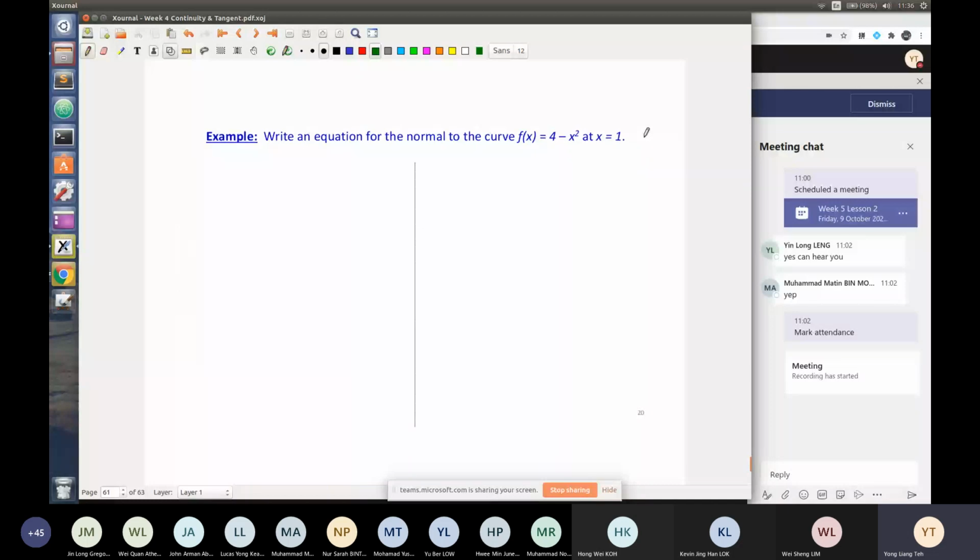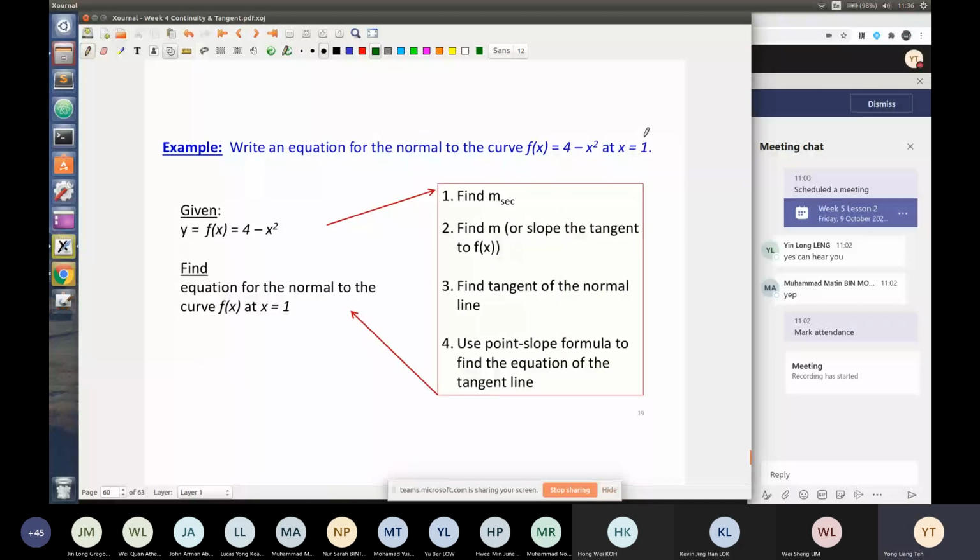So hence the idea is this. 4 minus x squared. Of course we can draw that quite easily. Because this is minus x squared plus 4, I know that the vertex is at 4, or the y-intercept is at 4, and then this is a minus x squared. So y equals 4 minus x squared. Then we have x equals 1. So at x equals 1, maybe is here.